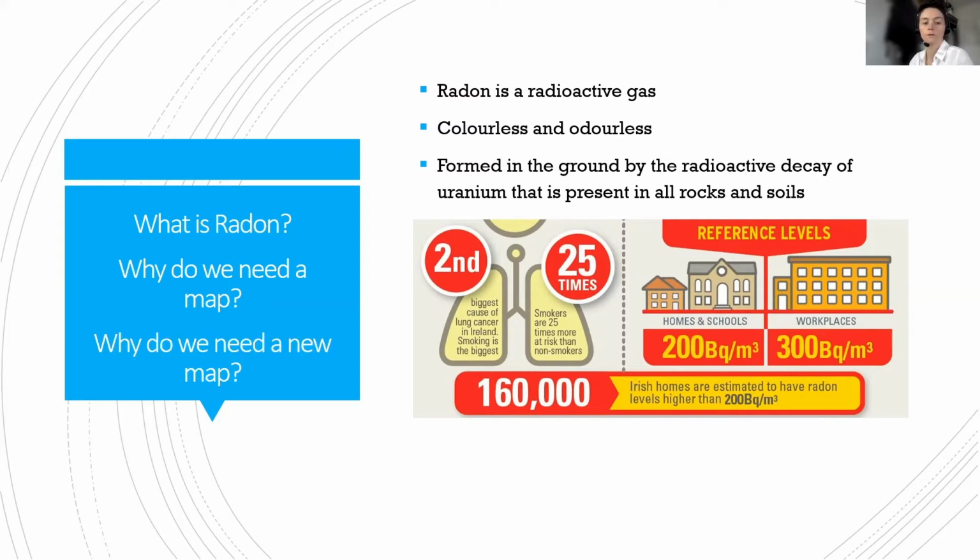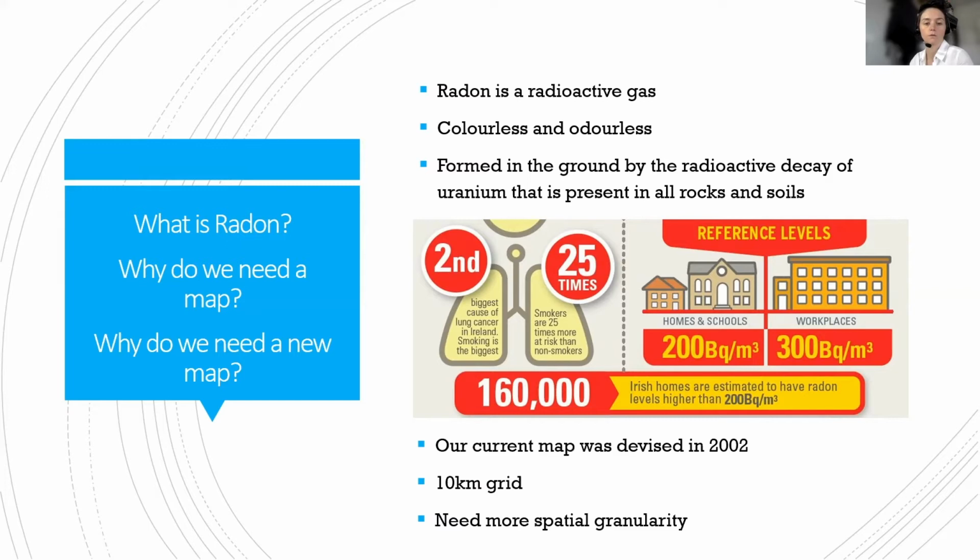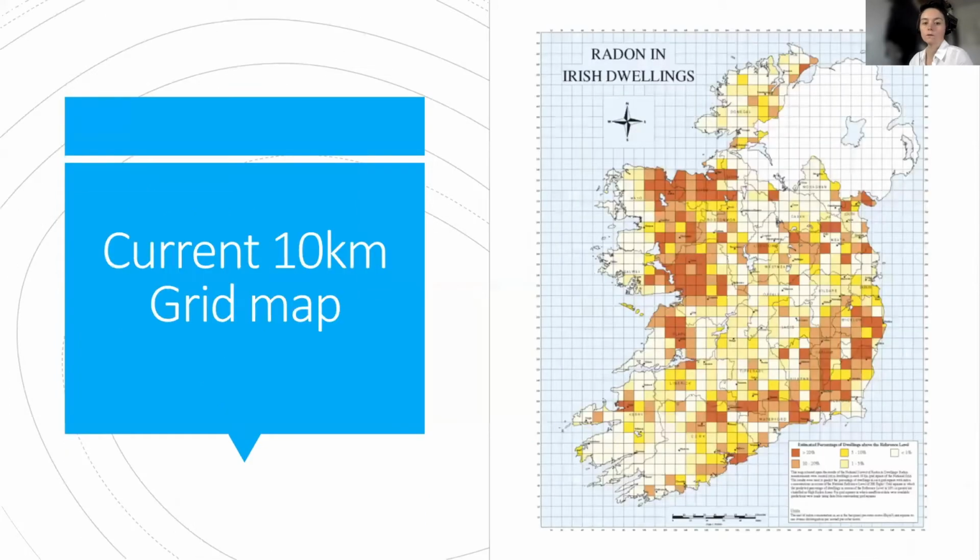So why do we need a new map if we already have one? Our current map was devised in 2002, and it looks like this. It's at a scale of 10 kilometer grid squares, which is quite coarse for a country the size of Ireland, really. And we've seen instances of high levels of localized variation that aren't reflected in the current map. So we wanted a higher spatial resolution for our indoor radon risk map.